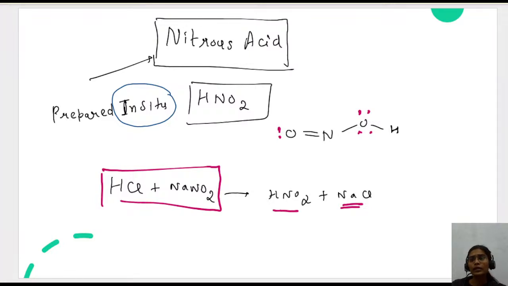So this is very simple: in situ means inside the reaction. If we are not using HNO2 directly from outside, it can be formed in the reaction there. So this is the simple in situ process.